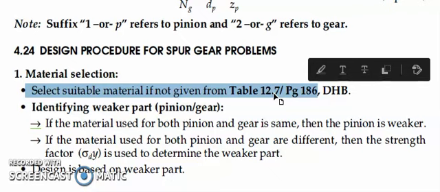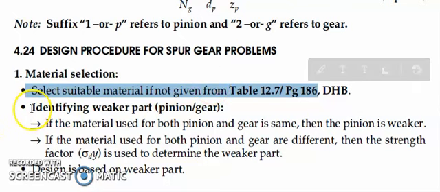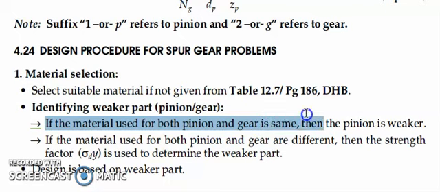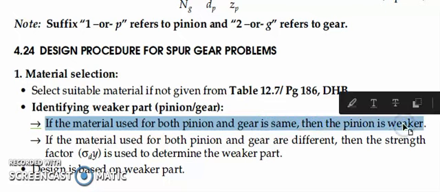Then you can identify how to take different materials, and according to the material we can take the value of tensile stress and also the Brinell hardness number. After that, we can identify the weaker part. If the material used for both pinion and gear is the same, then the pinion is weaker. We need to design a particular gear.